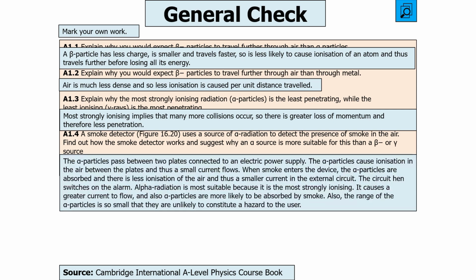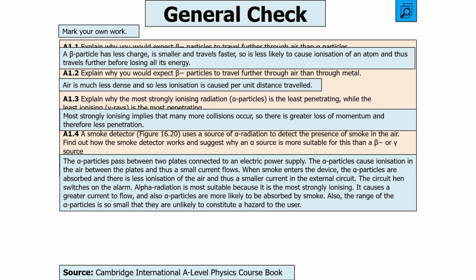Now for a smoke detector, alpha particles pass between two plates connected to electrical power supplies. The alpha particles cause ionization in the air between the plates, and therefore a small current will flow. When the smoke enters the device, the alpha particles are absorbed and there's less ionization of the air, and there's a smaller current in the external circuit. The circuit then switches on the alarm.